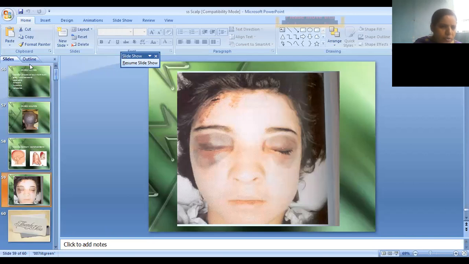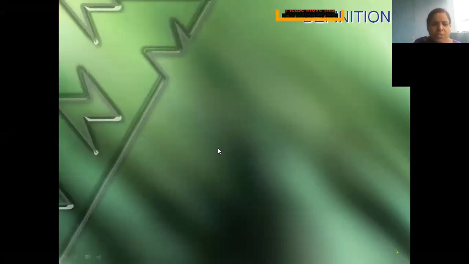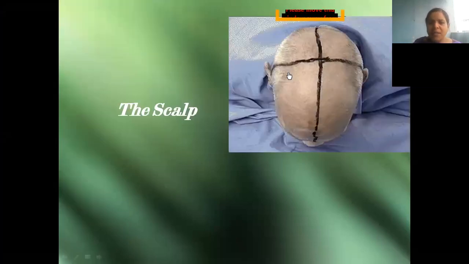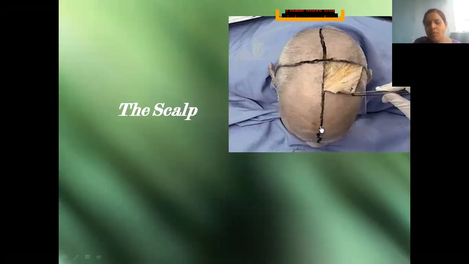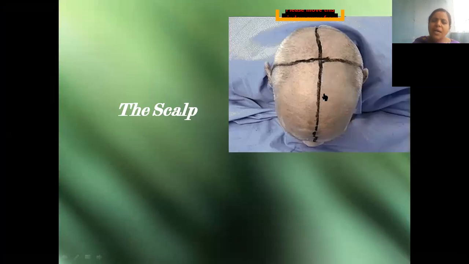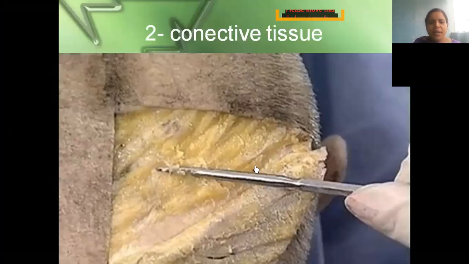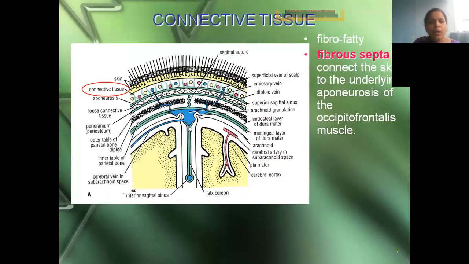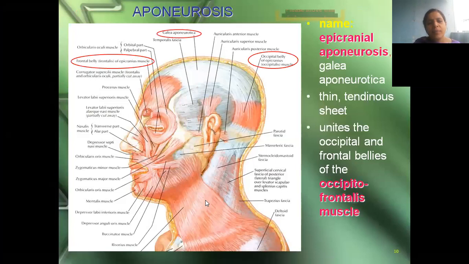Actually, I told you I will show you little more pictures about scalp, right? So I hope you are seeing some other PowerPoint. This is the way we dissect in the cadaver, right? So once you keep markings, you will start reflecting the skin. Okay. So many layers already have shown you. First we have skin, then we have this connective tissue. Okay. So after that we have epicranial aponeurosis, third layer, Galea aponeurotica.